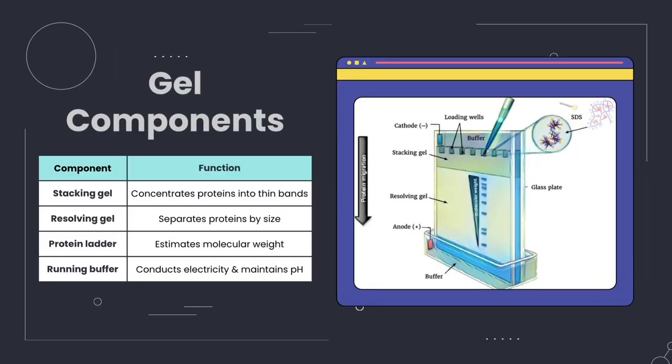The gel contains two layers. The stacking gel has larger pores and a lower pH. It compresses all proteins into a thin, concentrated band before separation begins. The resolving gel has smaller pores and a higher acrylamide concentration. Here, proteins separate according to size, with smaller proteins moving faster and farther than larger proteins.